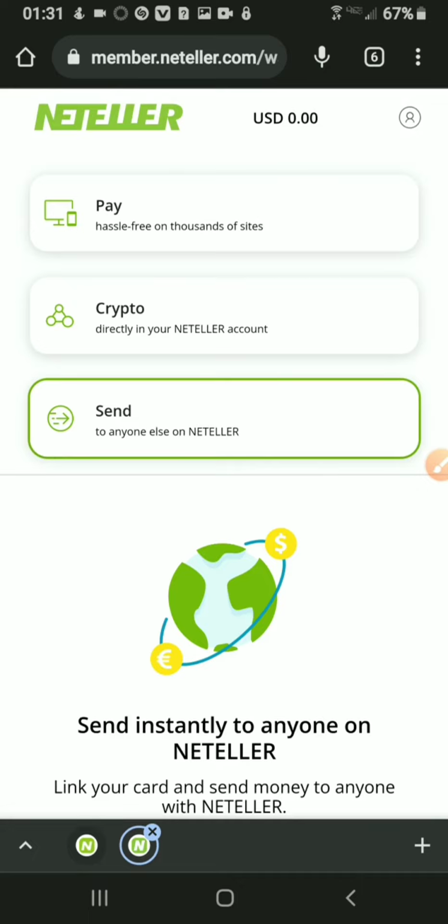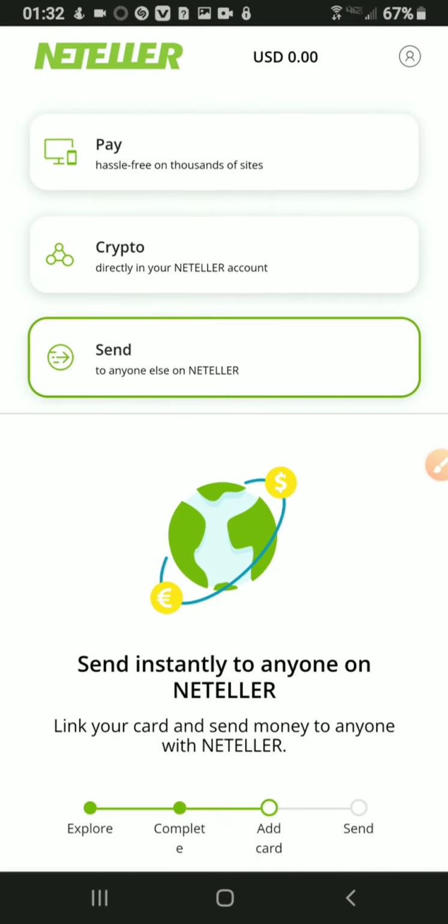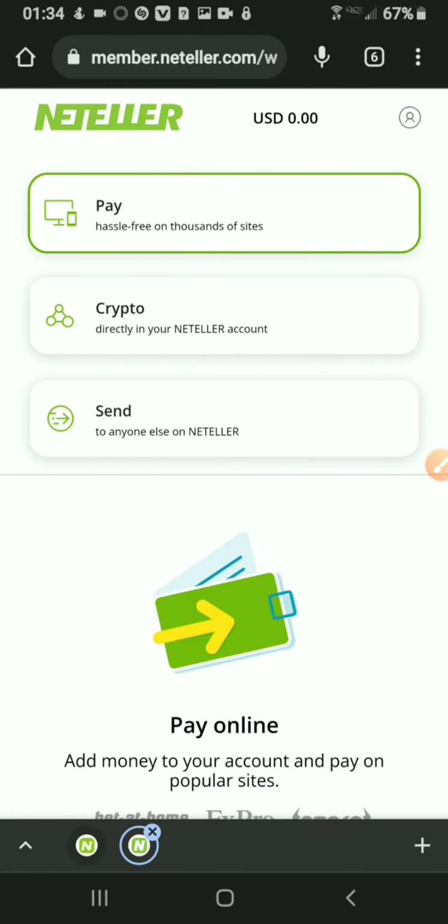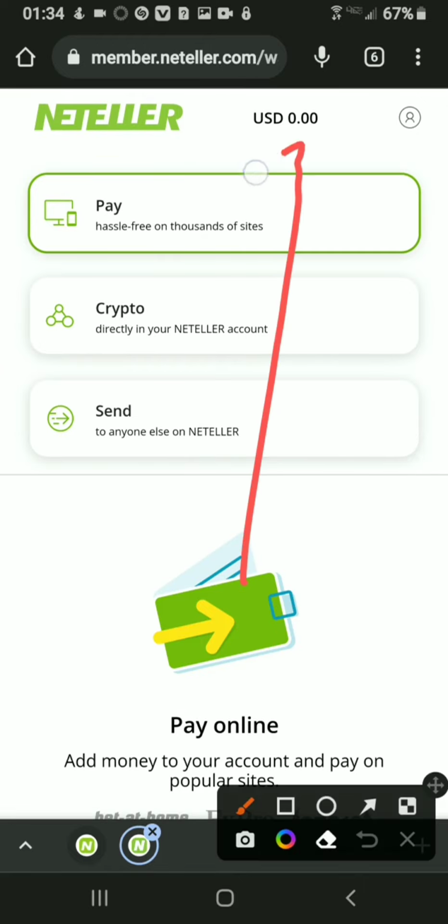You can pay, you can buy crypto with Netilla, and you can send money to anyone on Netilla. So the first thing we are going to be doing, while you are in your account, is to load this account with some dollars. Is that okay? You can see this account balance is empty.